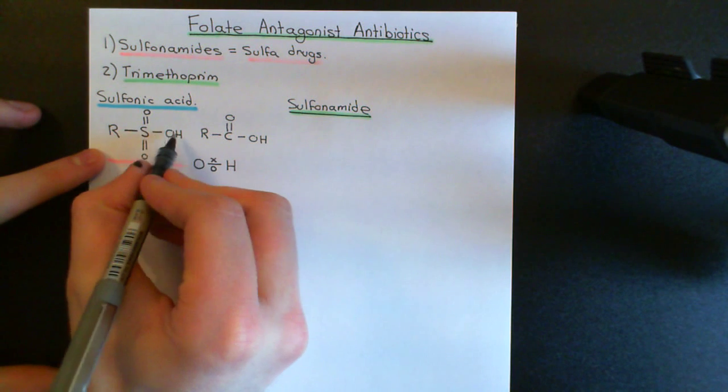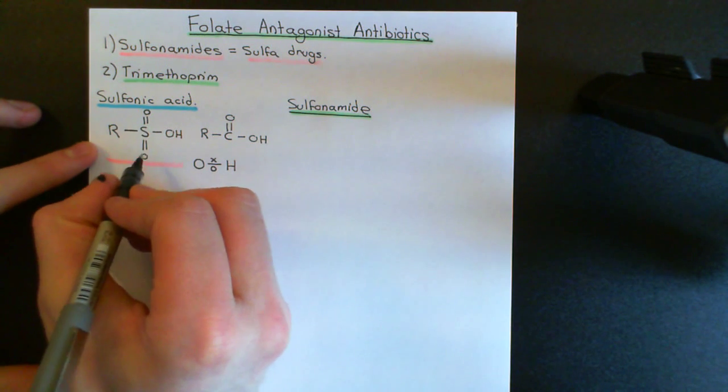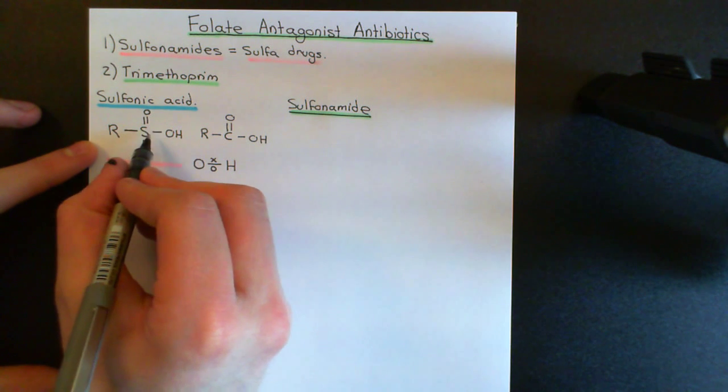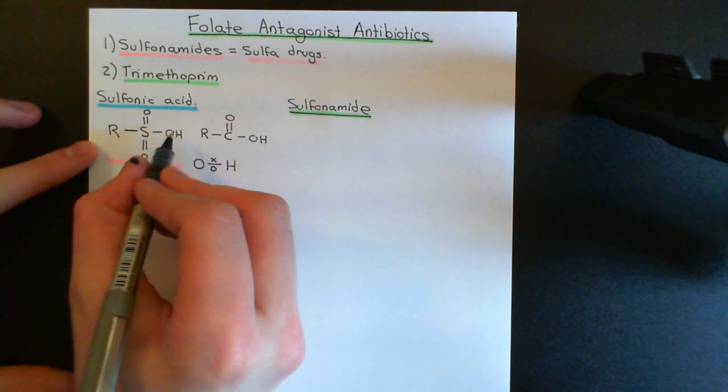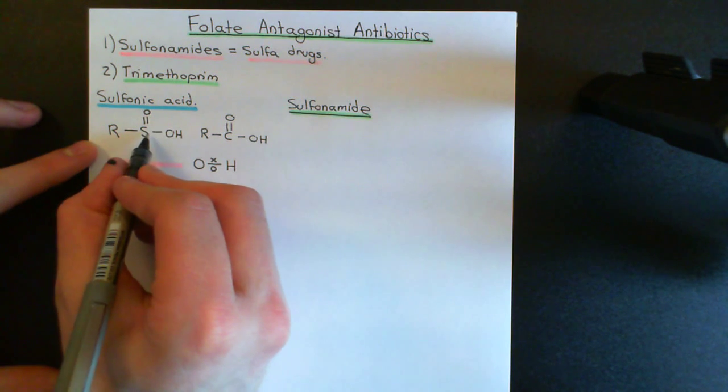So what we're going to do is we're going to bind onto this acidic sulfonic acid functional group here an amine. Okay, through a condensation reaction we're going to take the alcohol group off, take a hydrogen off the amine group, and then bind the nitrogen to the sulfur.